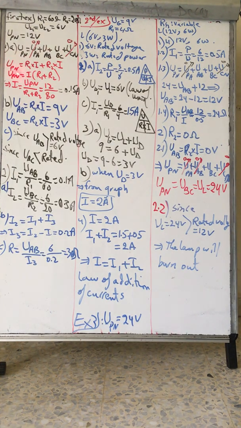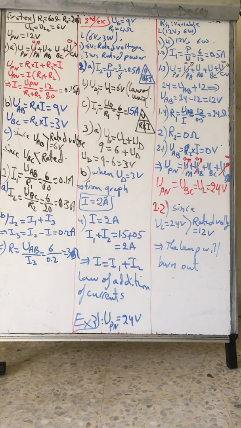Why is I the same? Because they are connected in series, so we have the same current. Now take I common, we get R1 plus R2, then find I equal UPN over R1 plus R2. Replace: 12 over 80. Why 80? Because R1 60 plus 20 is 80. We get 0.15 amperes, which is the required.